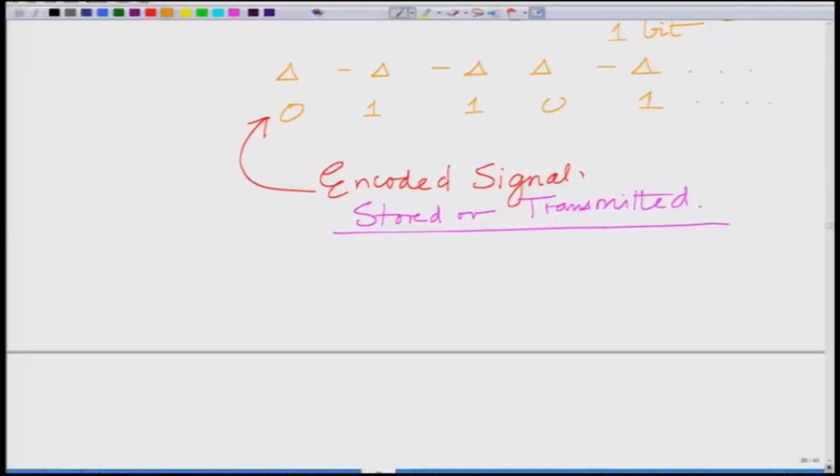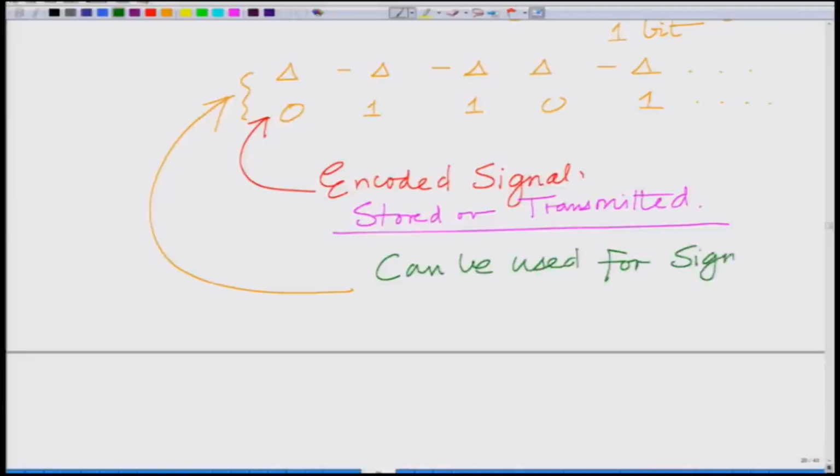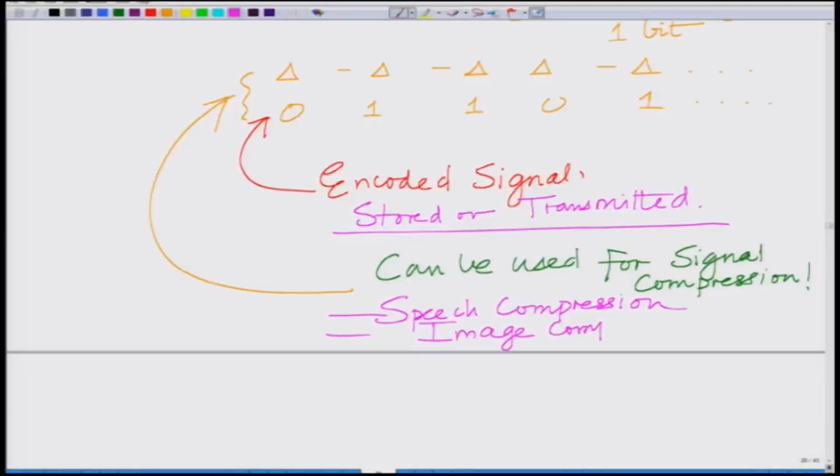Interestingly, this encoding can also be used for signal compression, such as speech compression or image compression, etc. So we have the signal, the error is quantized to one bit, and it is encoded into a single bit, for example plus delta is 0 and minus delta is 1, and this encoded bit stream is then either stored or transmitted. That is the delta modulation.